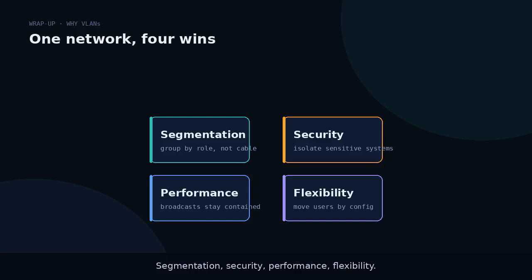So, why go through all this? Four reasons. Segmentation. You group devices by role, not by where they happen to be plugged in. Security. Sensitive systems stay isolated from the rest. Performance. Broadcasts stay inside each VLAN instead of flooding everyone. And flexibility. You can move a user to a new VLAN with a config change, not a new cable.